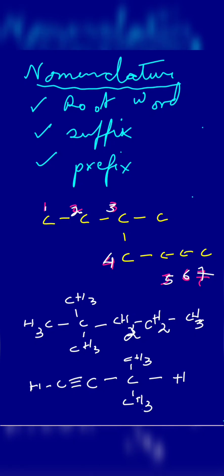One is the trivial system. Trivial means the name which is given mainly the olden type. In the past, it was named in that manner based on the origin or the source of the compound. So that is trivial. It is arbitrarily given. The name is given arbitrarily and it doesn't follow any system or rule. But the modern nomenclature is called IUPAC.